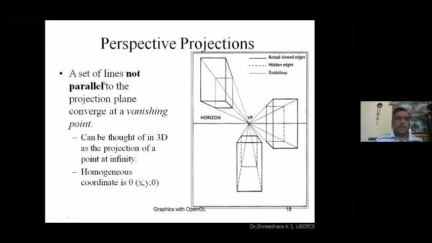A set of lines not parallel to the projection plane converge at a vanishing point. This is the vanishing point. So all of them will be projected, and the vanishing point is where it converges. So it can be thought of in 3D as the projection of a point at infinity. So here the homogeneous coordinate is 0.